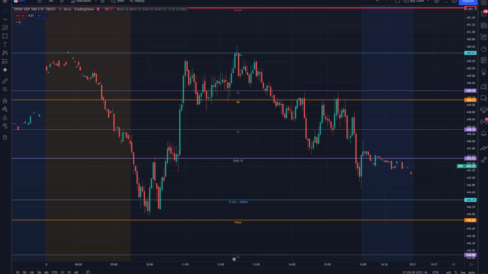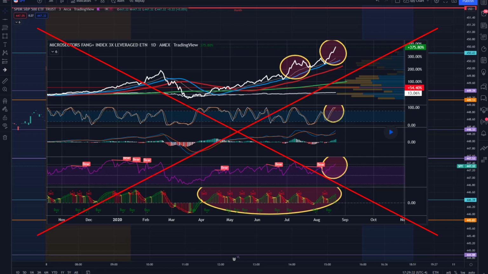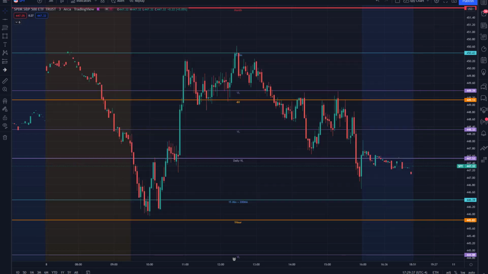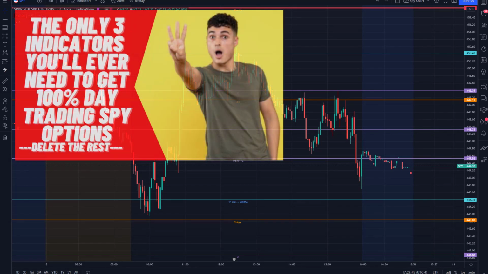Now, when you look at my screen, it's no secret. I do not have any lagging indicators on my screen. I don't use lagging indicators. There are three things that move the market. If you want to find out what three indicators you need to effectively day trade, then watch this video: the only three indicators you're ever going to need. Delete the rest.